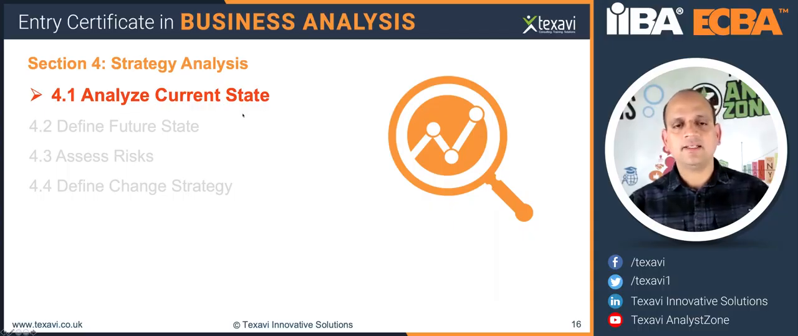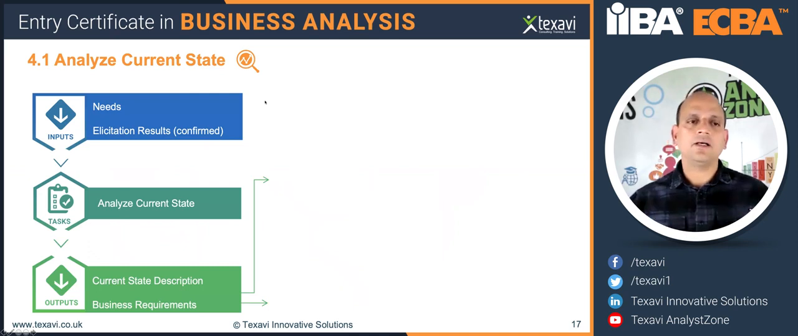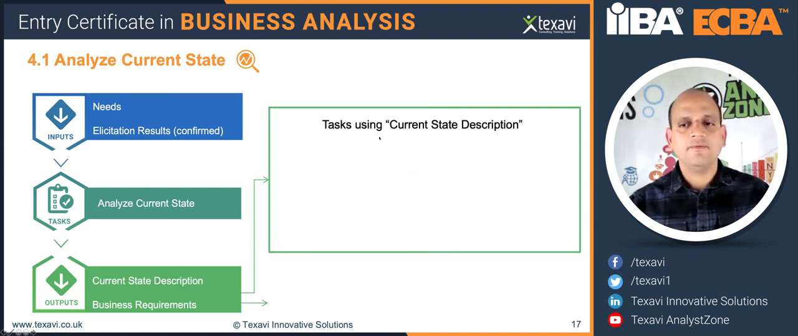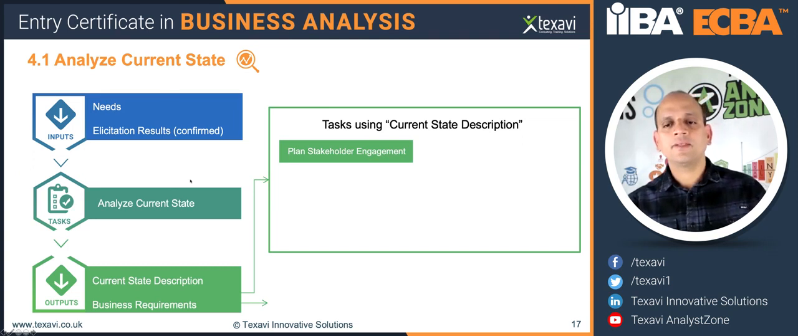The analyze current state activity would obviously involve quite a significant set of tasks, and it has its own inputs such as the needs and the elicitation results. But then let's look at what kind of tasks we would try and do within this activity of analyze current state. You need to have stakeholder engagement.